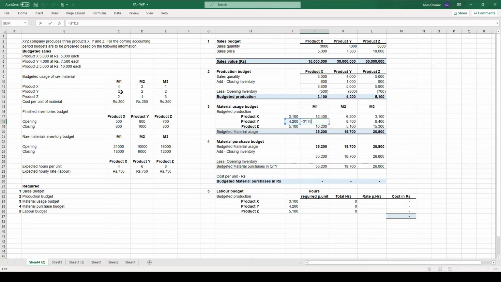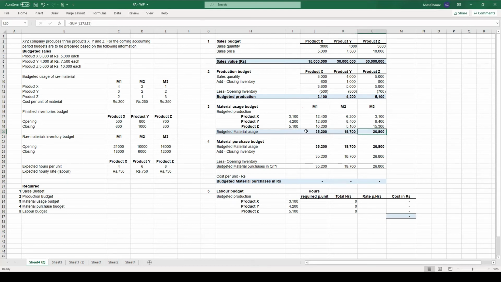4,200 times 3 will be 12,600. 4,200 times 2 will be 8,400. Then 4,200 times 2 will be 8,400 again. And product Z, the production requirement is 5,100. How many materials required from M1? 2 units. So therefore 10,200, 5,100, and 15,300. So when you take the total, that will be the budgeted material usage. So this is the material usage budget.